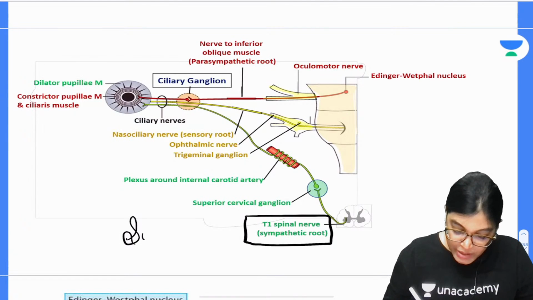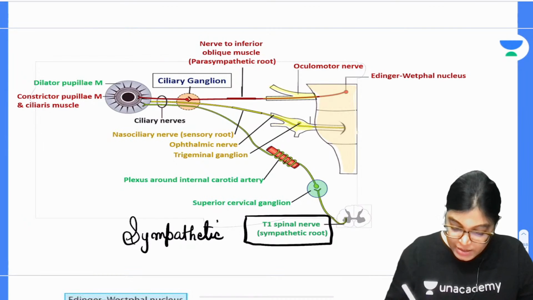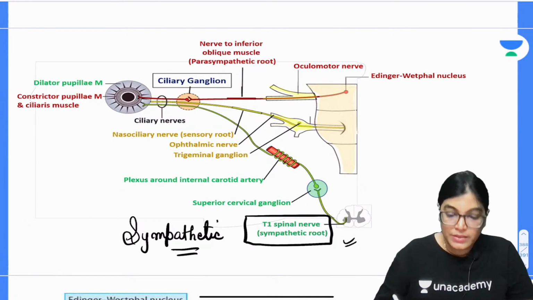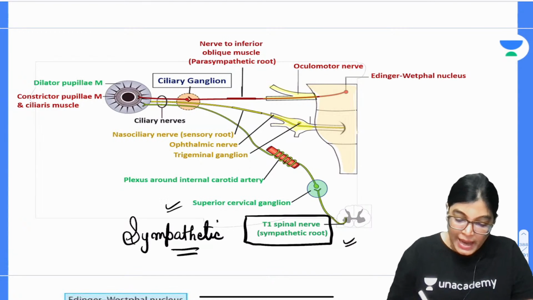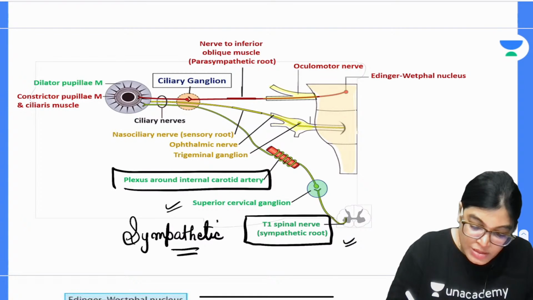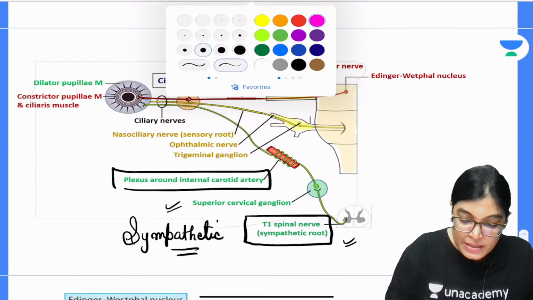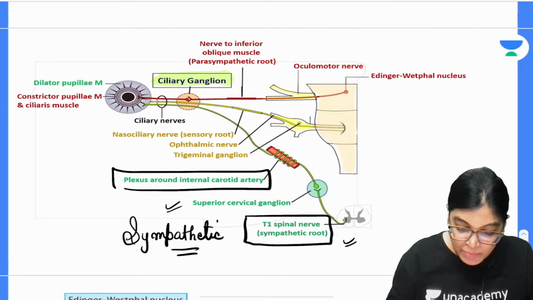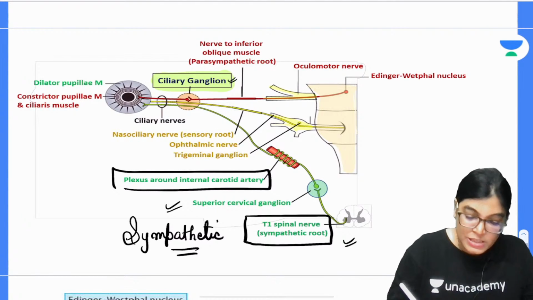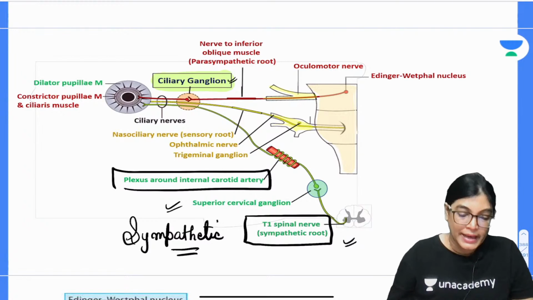The green fibers you are seeing show the sympathetic root. The fibers arise from T1, then pass through the superior cervical ganglion, form a plexus around the internal carotid artery, and pass through the ciliary ganglion. Can you see here? It is passing through the ciliary ganglion, but my dear aspirants, it is not relaying there. It passes through the ciliary ganglion but does not relay.